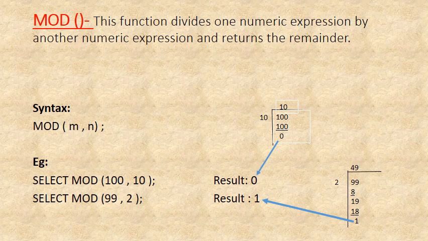For example, select mod(100, 10). Here we can divide 100 by 10. See the calculations on the right side. The remainder is 0. So the mod function returns this remainder as the result. Likewise, one more example. Select mod(99, 2). See the calculations. After calculation, the remainder is 1. So we got that one as the output.